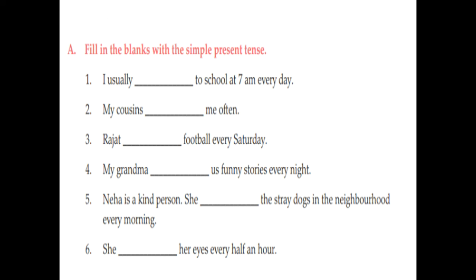6. She washes her eyes every half an hour. So here the phrase every half an hour shows it was happening regularly. So here the apt answer is she washes. So what will you add, S or ES? Yeah, ES. She is a third person singular. So she washes, W-A-S-H-E-S. Washes her eyes every half an hour.